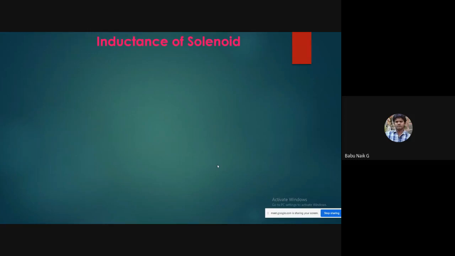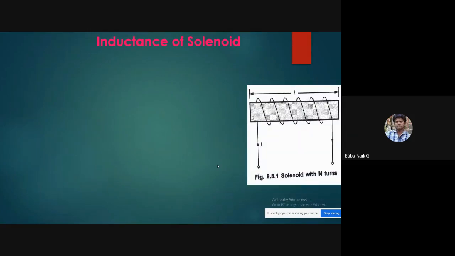Similarly, the inductance of a solenoid. This coil has n turns, and in between, you can connect a solenoid material. Consider this n-turn solenoid with a supply connected at its two ends, and the length of the solenoid is L. Once the current flows through these n turns, it will produce a magnetic field around the solenoid conductor.